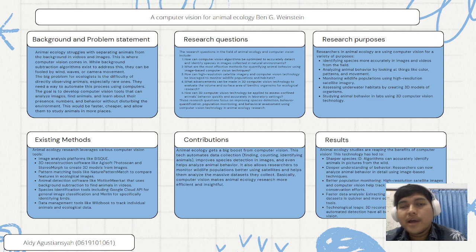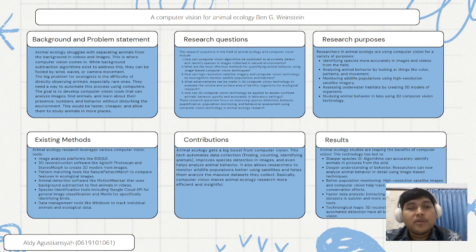So we start with the background and problem statement. Animal ecology struggles with separating animals from the background in videos and images. This is where computer vision comes in. While background subtraction algorithms exist to address this, they can be fooled by wind, waves, or camera movement. The big problem for ecologists is the difficulty of directly observing animals, especially rare ones. They need a way to automate this process using computers.